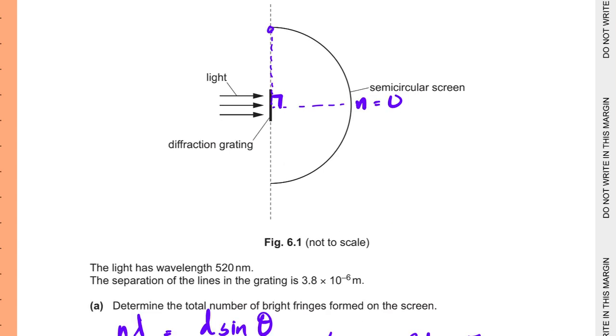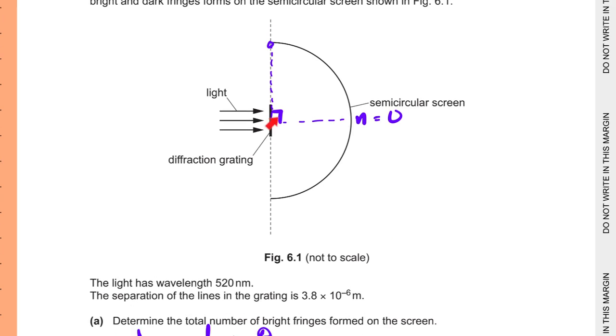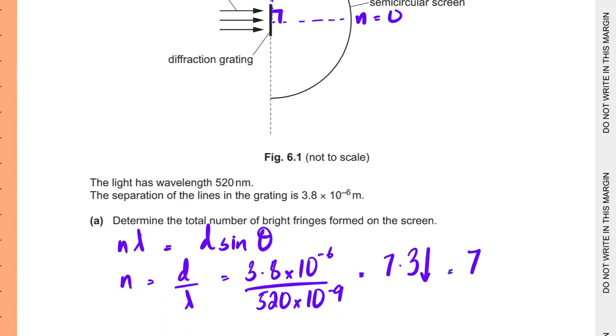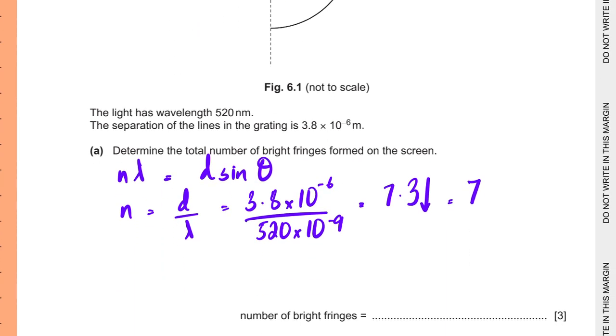Because what I'm really saying is that the 7.3 maxima occurs here, but we know that's not possible. It's either going to be the 7th, which might be somewhere here, and the 8th would obviously not be detected, right? So it's 7. We always round down with the order of the maxima. So this is 7, but there are going to be 7 on either side and 1 in the center. So this becomes 2 times 7 on either side plus 1 in the center, and this is 15 here.